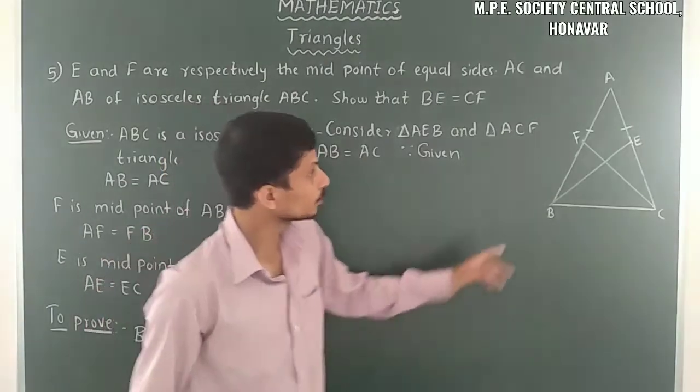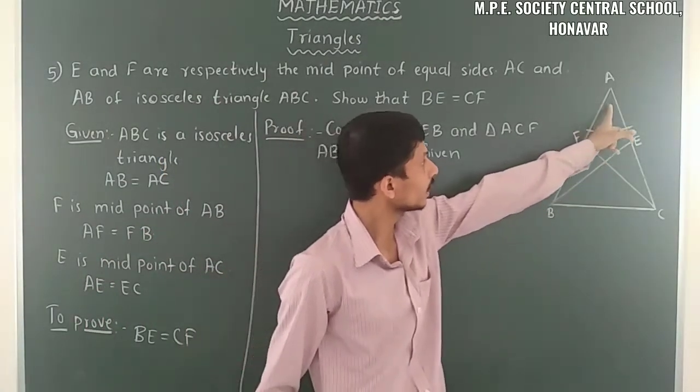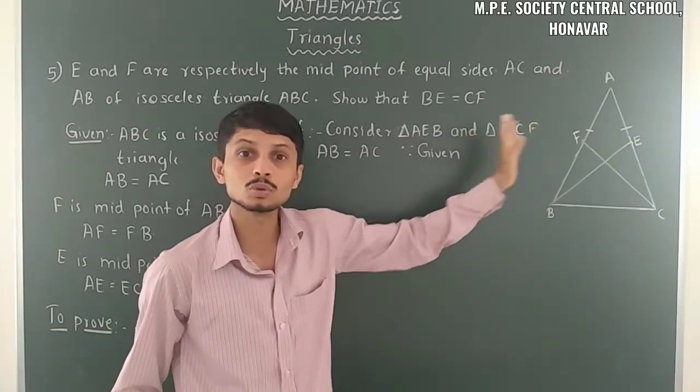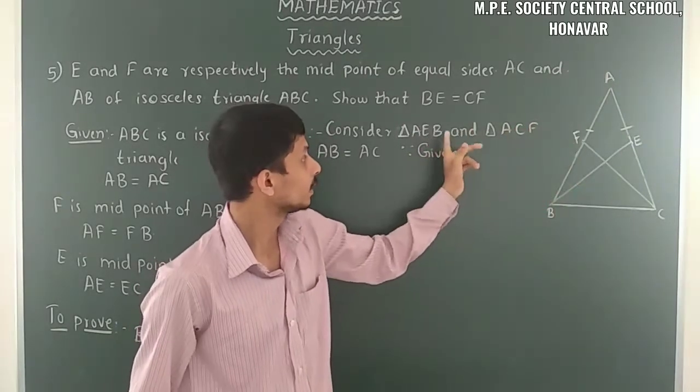Then let us observe here. A is the common angle for those two triangles, AEB and ACF.